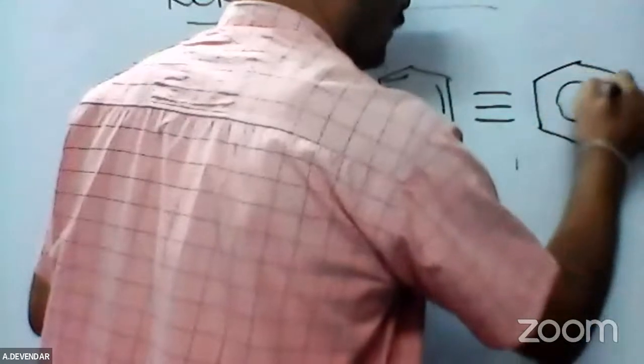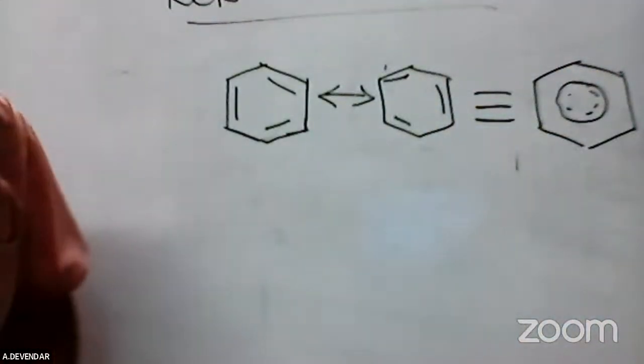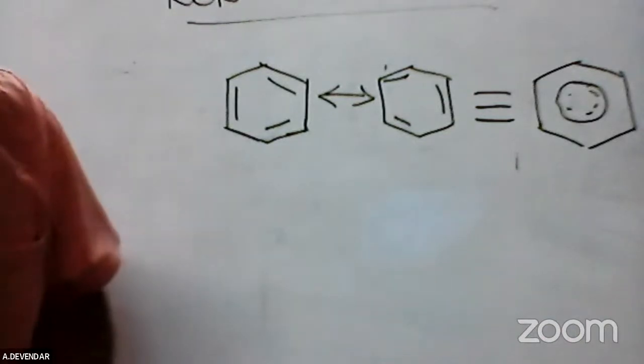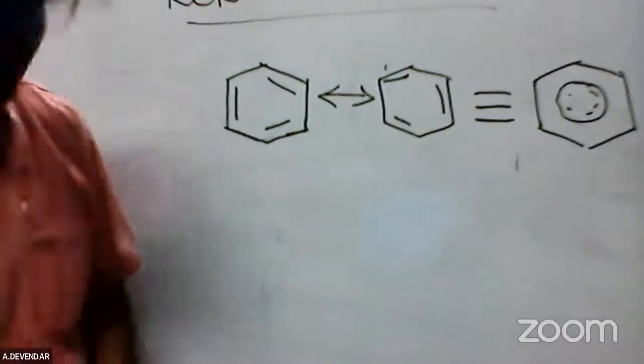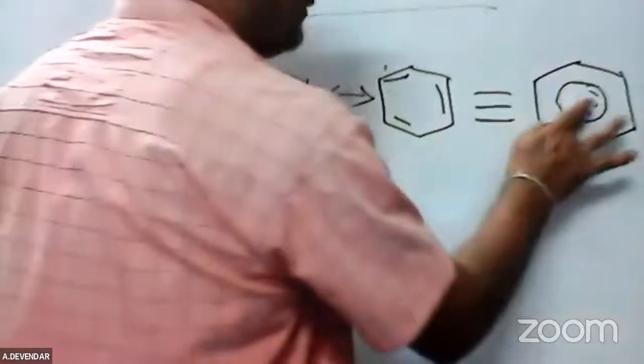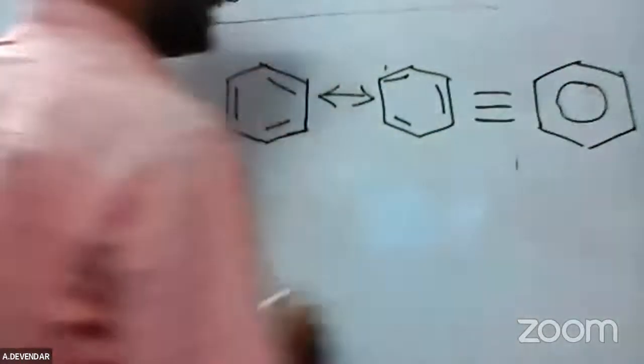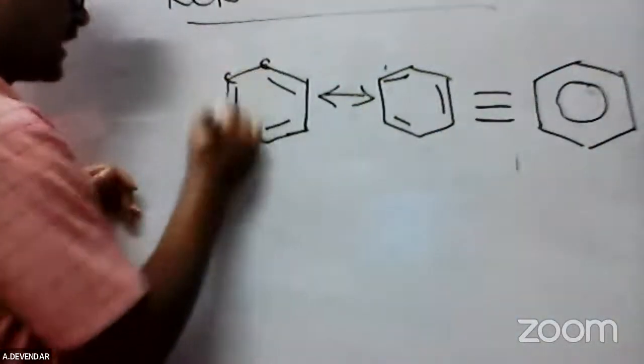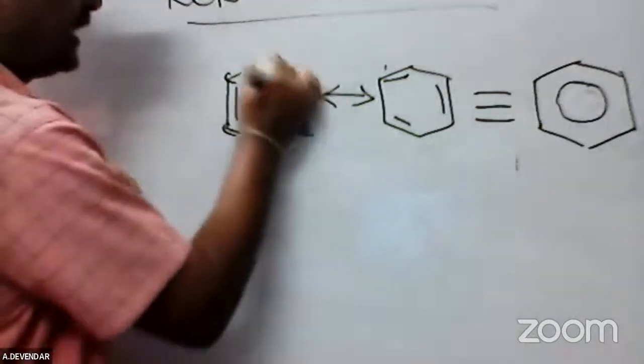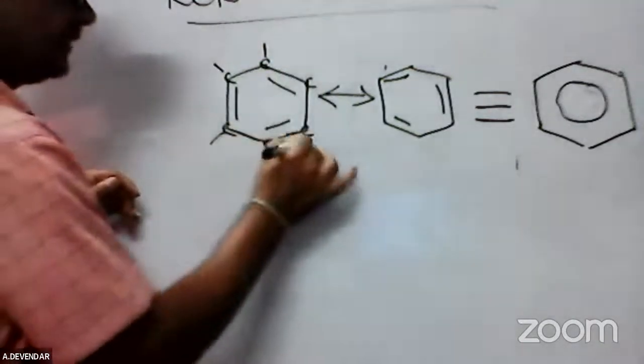You use a circular form to show that the 6 pi electrons are delocalized. The 6 pi electrons will be delocalized. Then you use this benzene hexagonal ring structure, which means the carbon is here, here the carbon, and hydrogens are present like this.